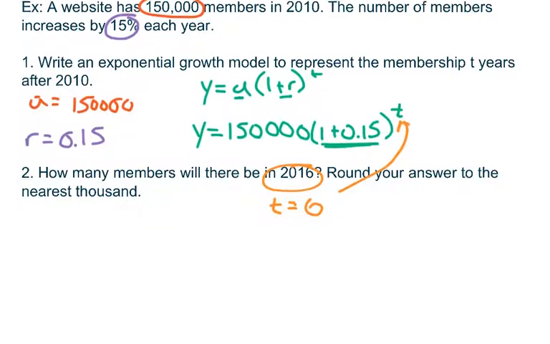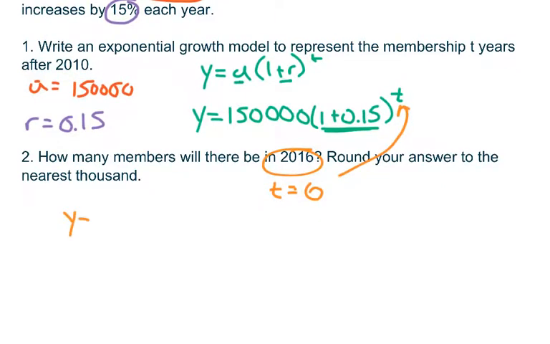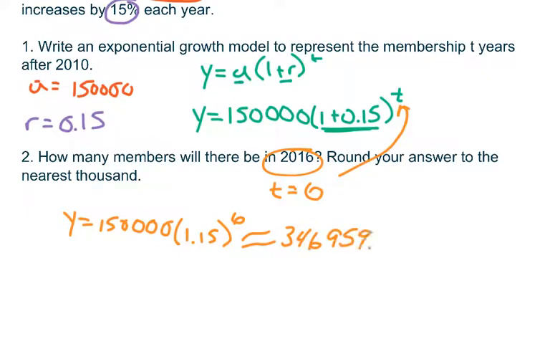Okay, so let's write this out. Y equals 150,000 times 1.15 to the 6th power. Again, this is something you can type in your calculator. When you get this, you're going to get roughly 346,959.11. But again, you can't have half or a decimal worth of a person, so we're not really going to worry about that.